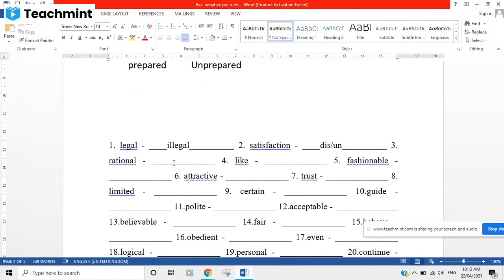What was the rule of words beginning with a consonant sound R? Yes. We use the negative prefix ir only before the words which begin with the alphabet R. So this rule can be applied to this word responsible. Next, agreeable. Okay. Agreeable, disagreeable. Next, understand.